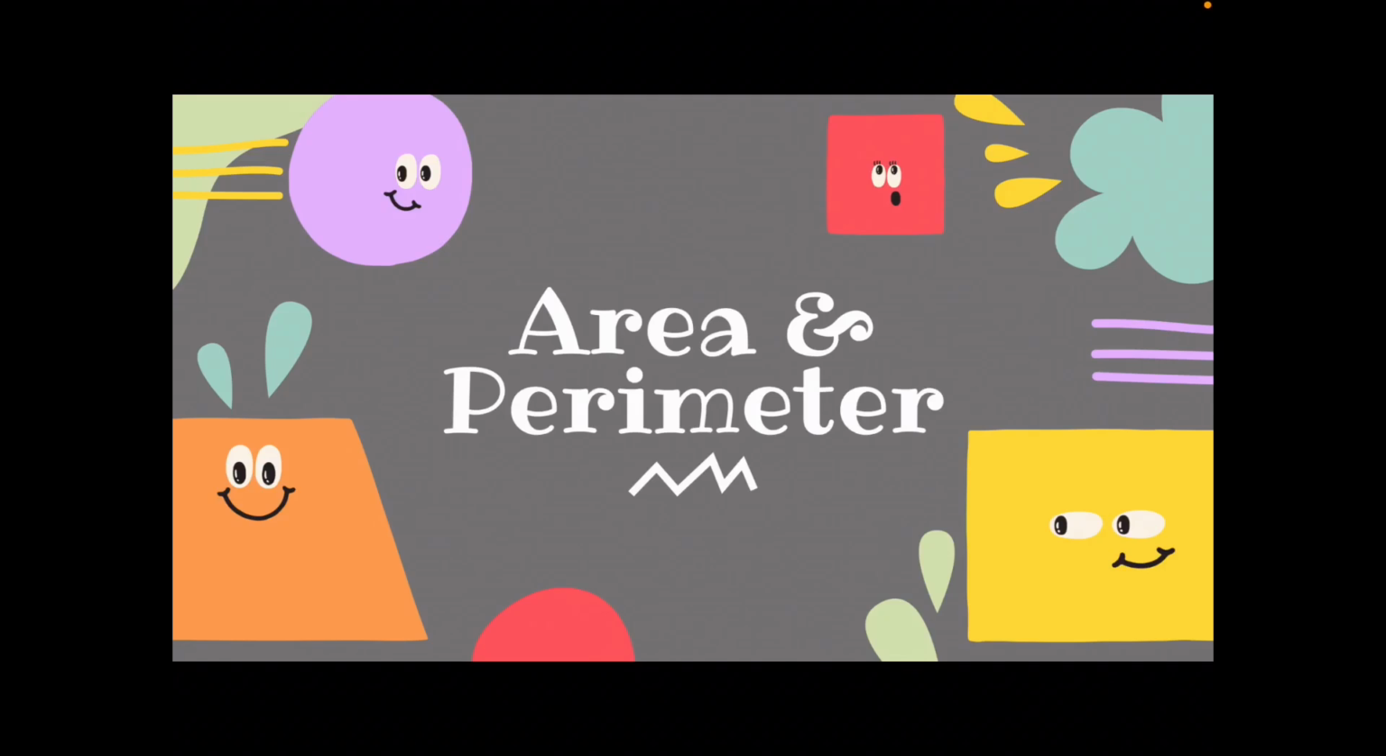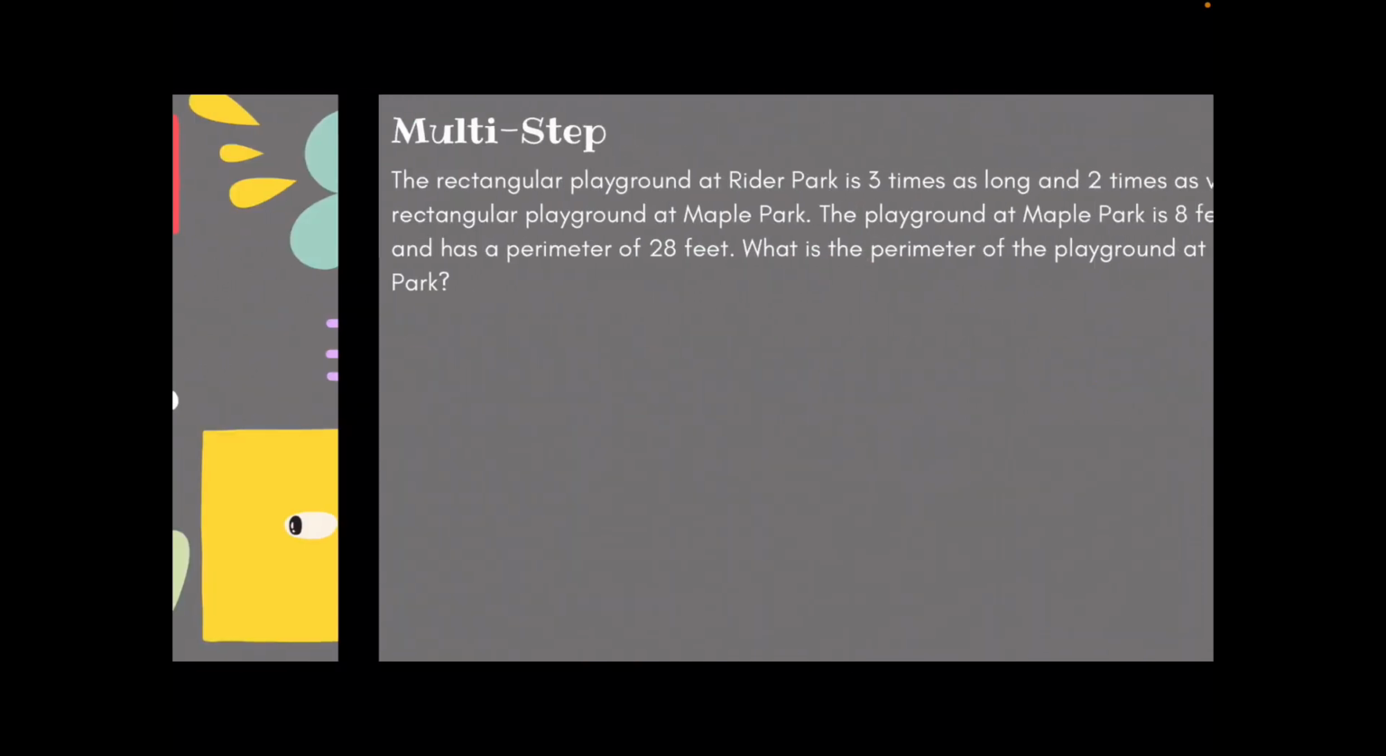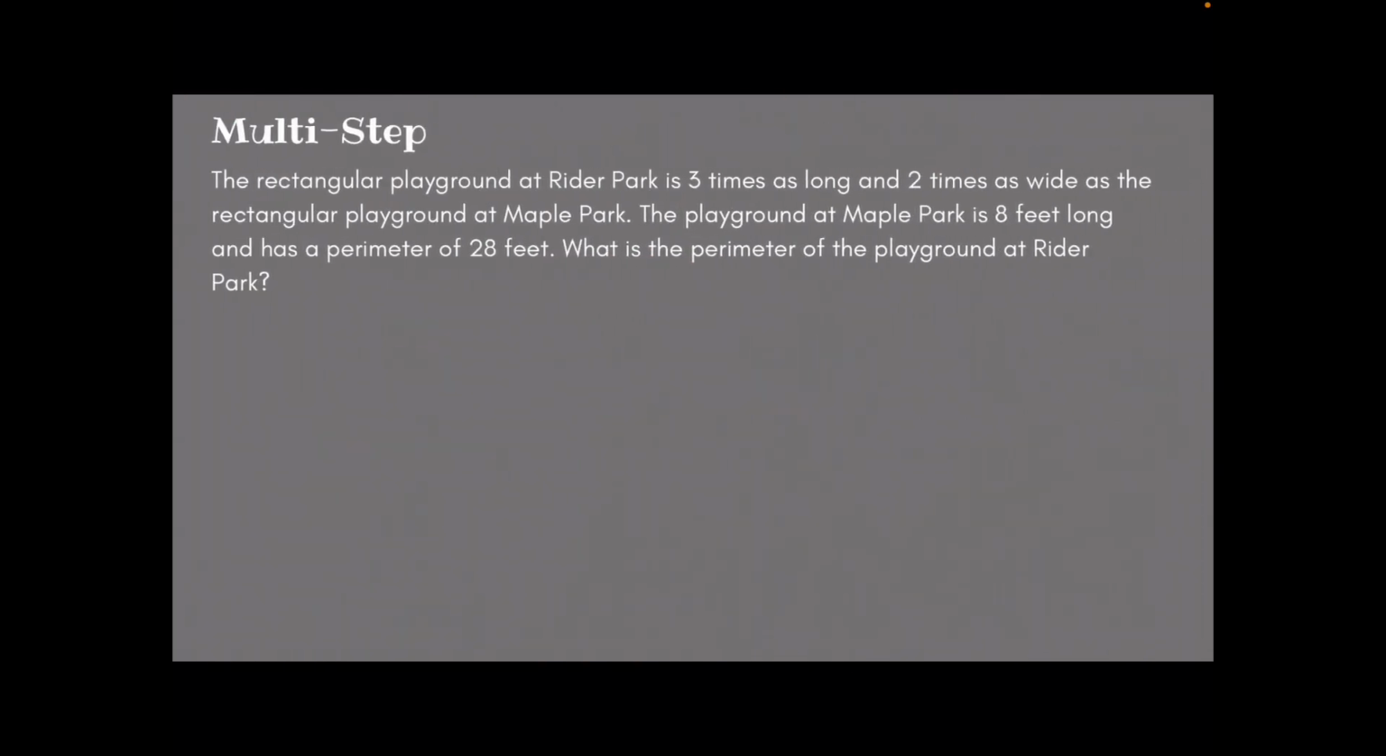This video is going to cover the skill of solving multi-step problems that include using the formulas to solve for area and perimeter. When looking at a story problem that seems to have a lot of parts, it's important that we read through the problem first to just understand what it's saying, and then we can go back in and underline any important information.